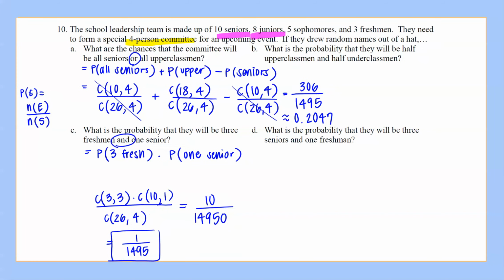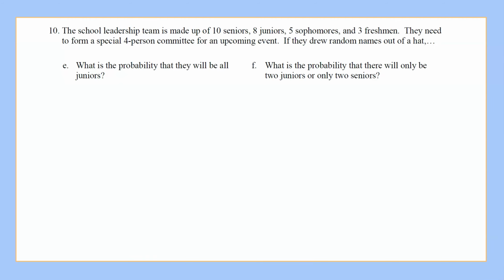And lastly, letter D, if you can read that on your own and be prepared to share your answer in conference next class. What is the probability that they will be all juniors?